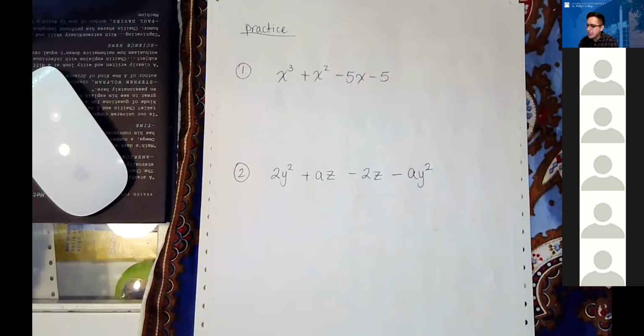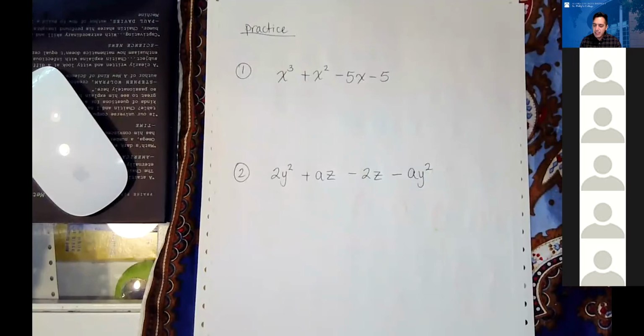Does anybody have any questions? Is anybody just completely stuck? Yeah, number 2. And what seems to be the problem that's holding you up on number 2? When I'm grouping them, I don't see anything that any of the terms have in common. Well, how are you grouping them? So I'm grouping 2y squared plus az and negative 2z minus ay squared.